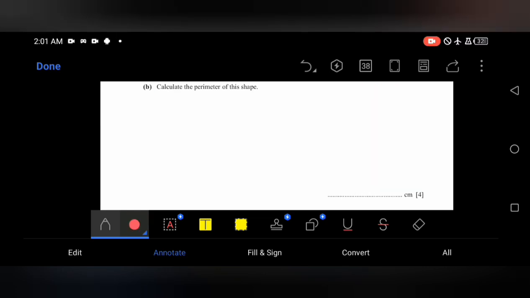Now, question 7b. Calculate the perimeter of this shape. For us to calculate the perimeter of this shape, we need to determine the value of KL. And KL is the hypotenuse of the right angle triangle. So we are going to apply what we call the Pythagoras theorem. That's hypotenuse square equals to opposite square plus adjacent square.